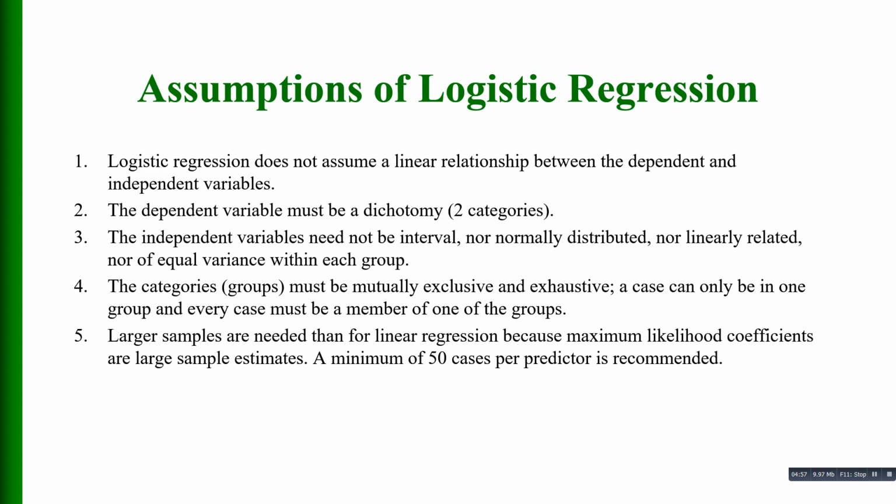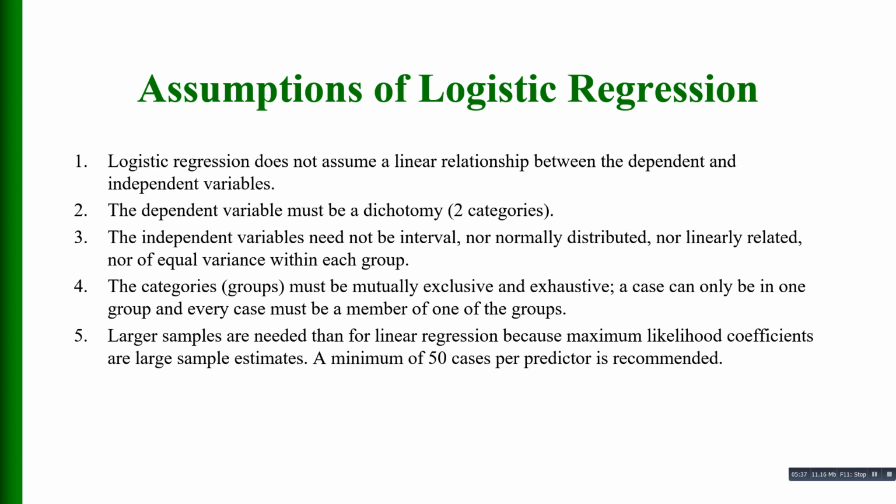The independent variables need not be interval, nor normally distributed, nor linearly related, nor of equal variance within each group. In case of ordinary least squares, we assume that the independent variables may be of interval scale, and they may be normally distributed, and there is a linear relationship, and the variance of the error term or the residual is homoscedastic, and so on. But in case of logistic regression, we don't need to assume all these assumptions.